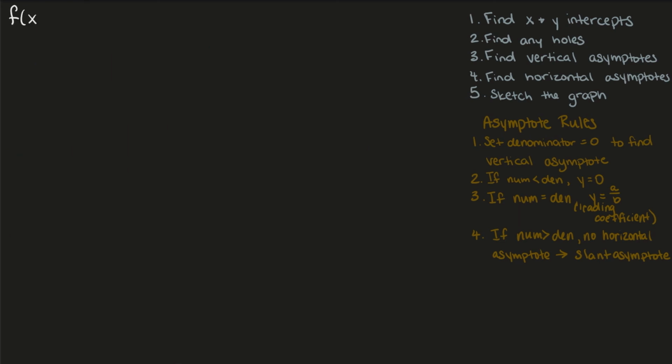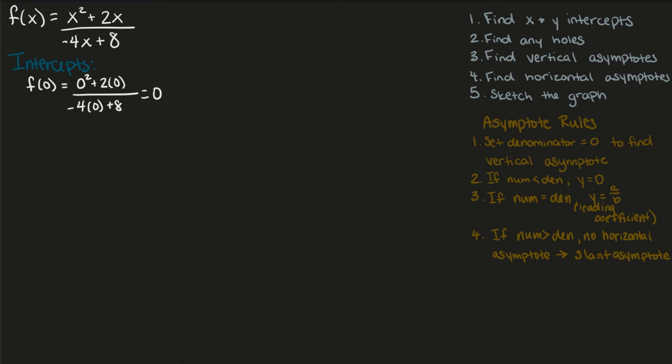Next, we have f of x equals x squared plus 2x over negative 4x plus 8. Let's start with our intercepts. For our y-intercept, we will set x equal to 0 and solve for y. This is equal to 0, which means we have our y-intercept at the origin. For our x-intercept, we'll set our numerator equal to 0 and solve for x. Here we can factor out an x, so we'll get x times x plus 2 equals 0, and get two x-intercepts at x equals 0 and x equals negative 2.